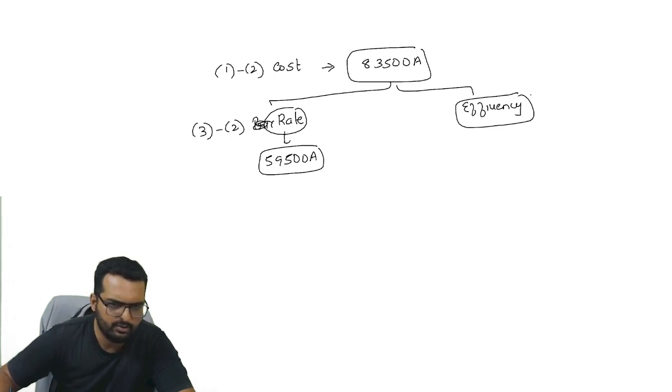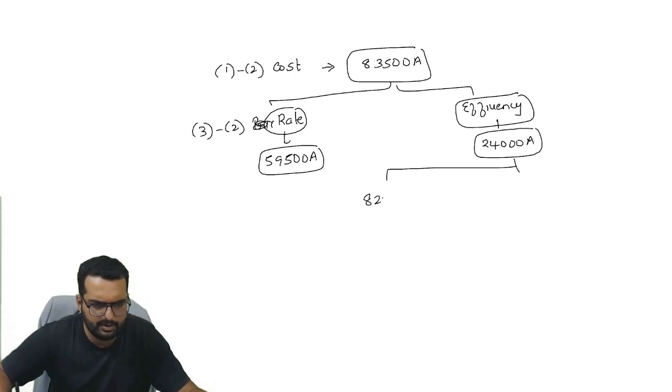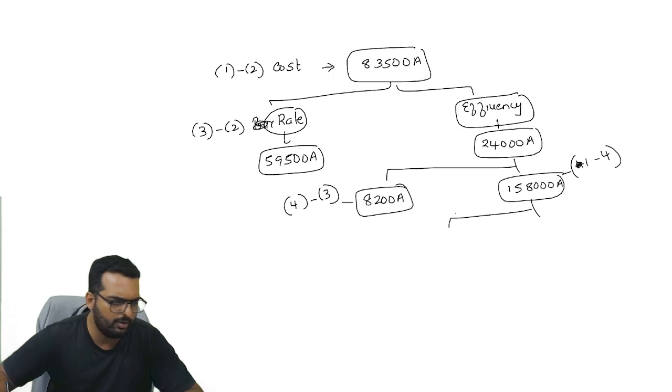Inside this, what else is coming? Efficiency variance, correct? Efficiency variance was 24,000 adverse. Inside this, we had idle time variance. Was it 8,200 adverse? Correct. And the revised efficiency variance turns out to be 1,58,000 adverse. This is revised, so this will be 4 minus 3. Inside this, we will have the mix variance. The formula for mix variance is 5 minus 4, which will be 11,500 favorable. And the last one will be 1 minus 5.